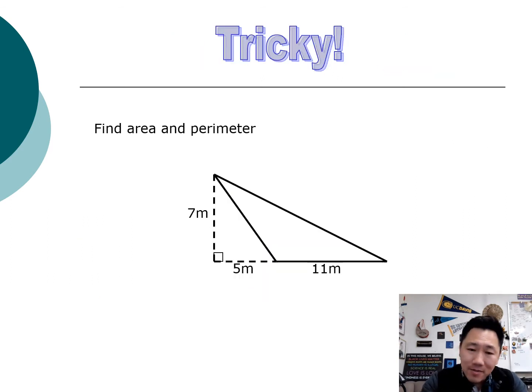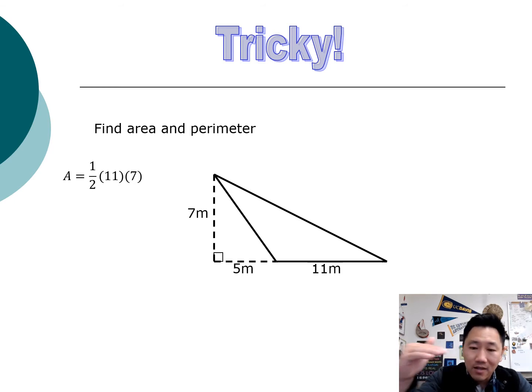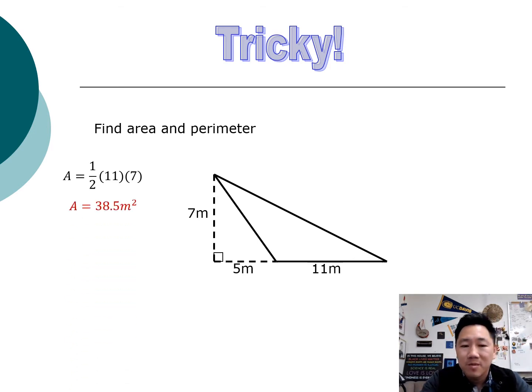This one is a little bit tricky. I want you to find the area and the perimeter of the solid triangle. The dotted part is just to help you out. The dotted part is not part of the triangle, but it's there to help you. So to find the area, the base is 11. It's the solid part on the bottom. And remember, whatever the base is, the height has to be 90 degrees. So the height is actually 7. Punch it in your calculator. You get about 38.5 meters squared.